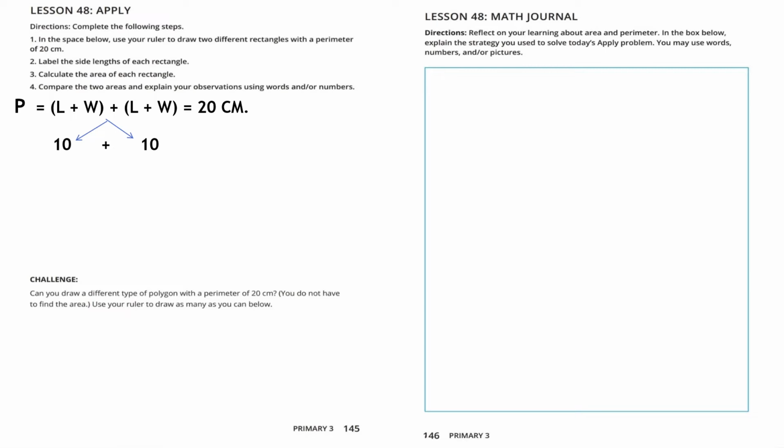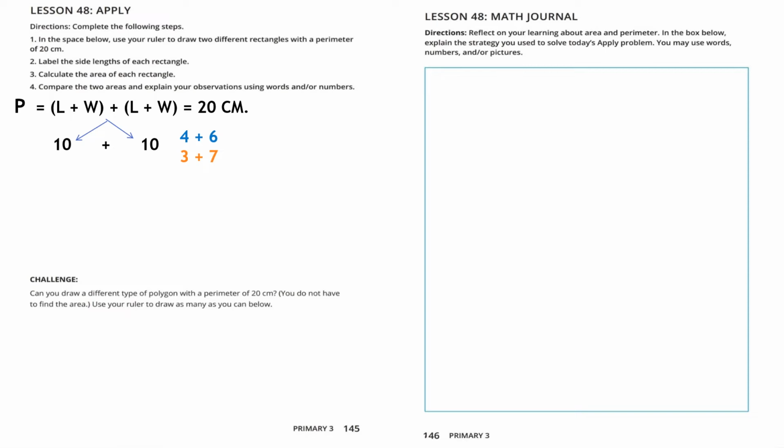So which is the length and which is the width? What plus what will give me 10? We can say 4 plus 6 or 3 plus 7. 4 plus 6 equals 10 and 3 plus 7 equals 10. They are the length and width. The length is the longest side and the width is the shortest side. So let's draw the 3 plus 7 rectangle.